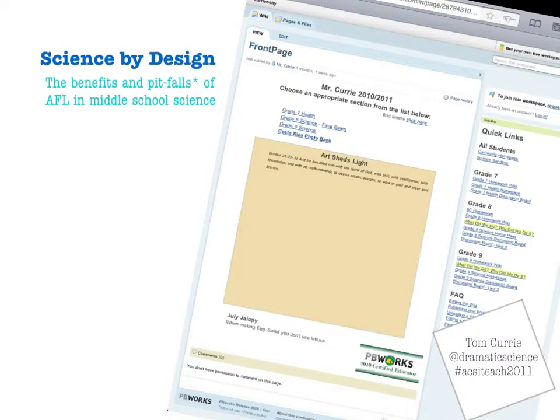I'll be presenting on the benefits and pitfalls of AFL in middle school science. The reason pitfalls is starred is because they're my pitfalls and my benefits, and I wouldn't presume that anyone else had the same ones. AFL, for those of you who may not know, is an assessment for learning, a utility designed to help us summate and formate the marks in our classrooms.